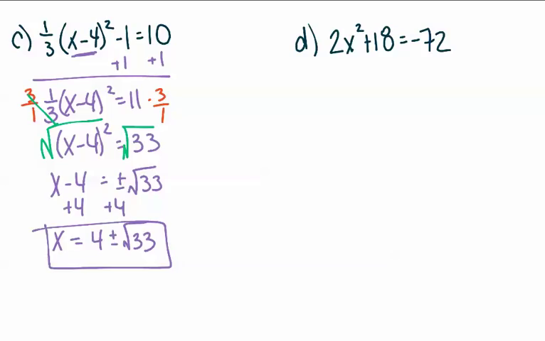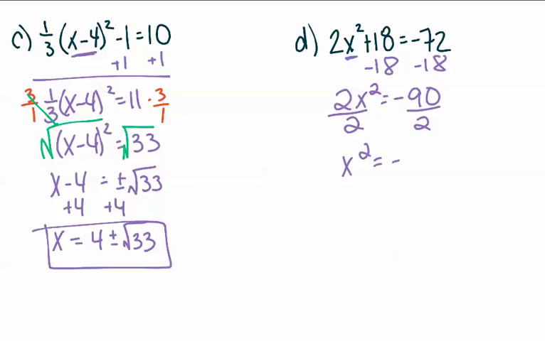So let's try D, another one. Practice makes perfect, right? So here's this x squared, that's my squared term, that's what I need to get by itself. So I'll subtract 18. So now I have 2x squared equals negative 90. Divide by 2. X squared equals negative 45. Square term by itself. That's the green light to take the square root.